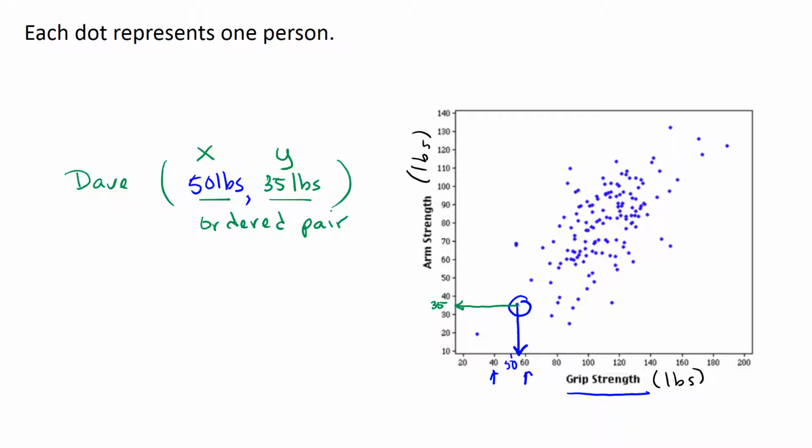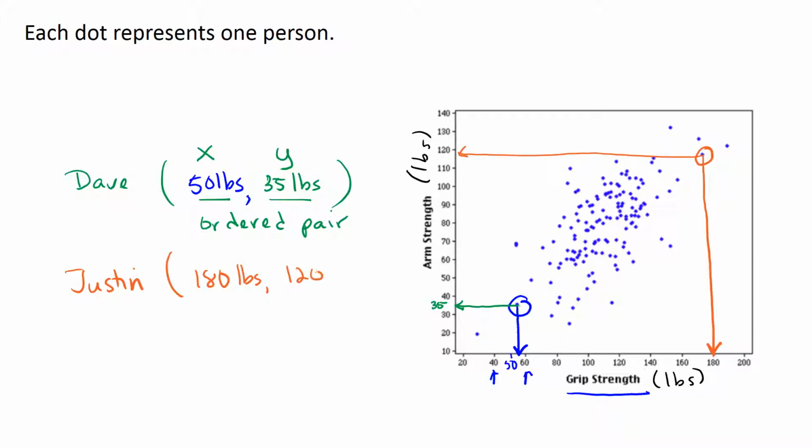Let's take a look at a second person. Try that skill one more time. Up here, if we draw a line straight down, it looks like that person, maybe we'll give it a name, Justin. He has a grip strength of 180 pounds and an arm strength of 120 pounds. So every dot represents a person.